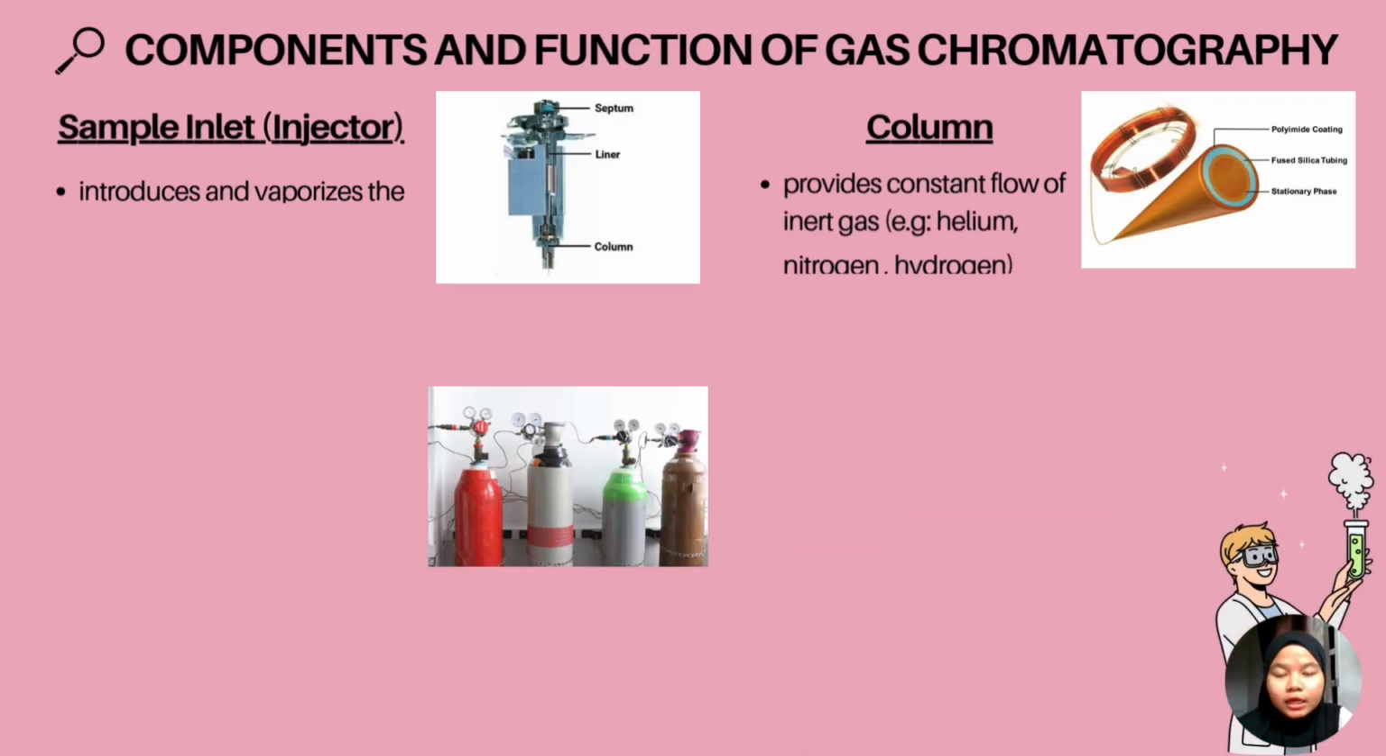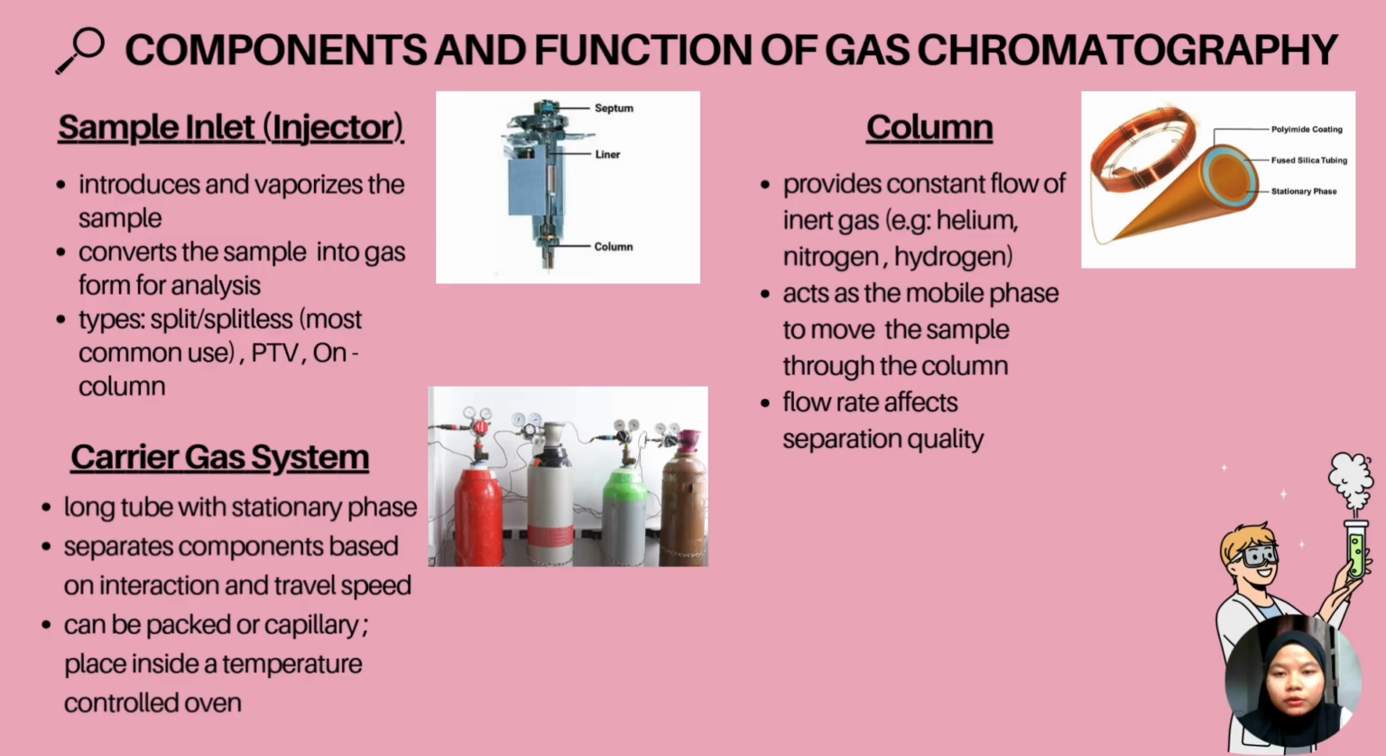Next, we will move to the components and the functions of gas chromatography. First, we have the sample inlet, also known as the injector. Its main function is to introduce the sample into the gas chromatograph. The injector heats the sample so that it is vaporized and converted into gas form, which is necessary for gas chromatography analysis. There are several types of injector, which are split, splitless, PTV, or on-column injector. Among these, split and splitless injectors are the most commonly used, depending on the sample concentration.